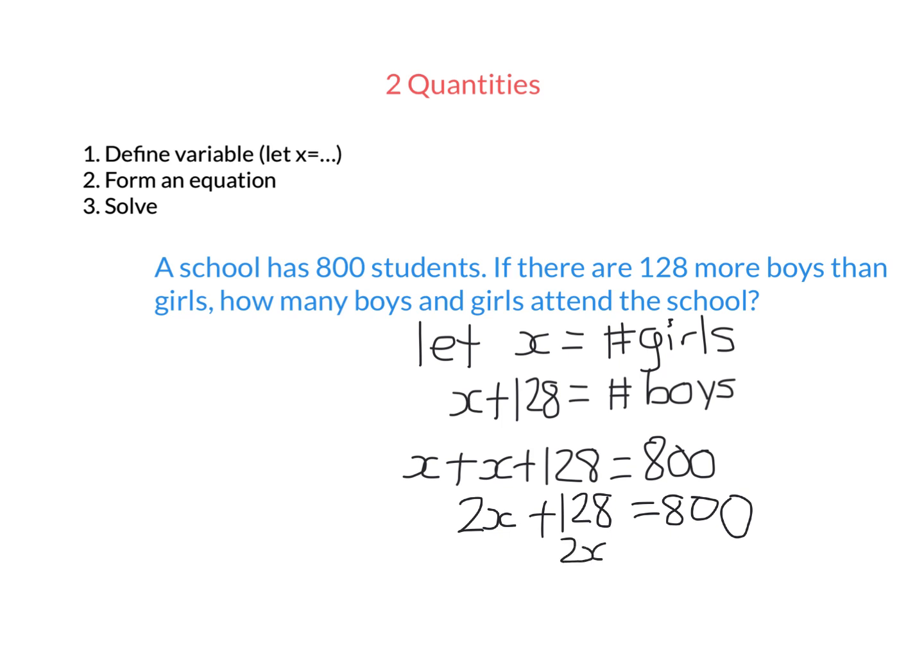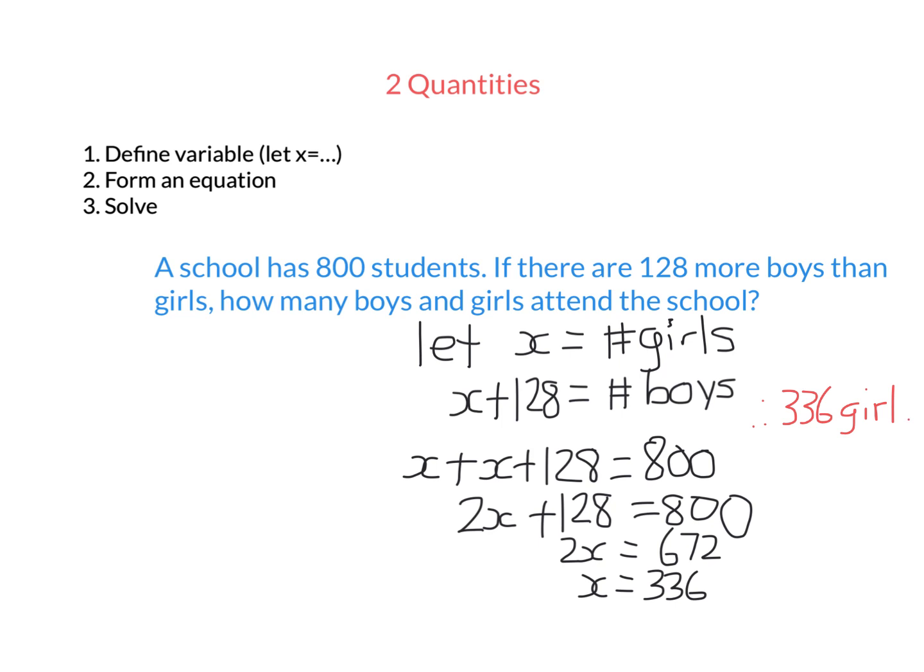128 from both sides. So 800 minus 128 gives 672. And then I'm going to divide by 2. So I get 336. So what does this number mean? x is 336. Well, we let x be the number of girls. So that means at this school, there are 336 girls. But the question asked us how many girls.